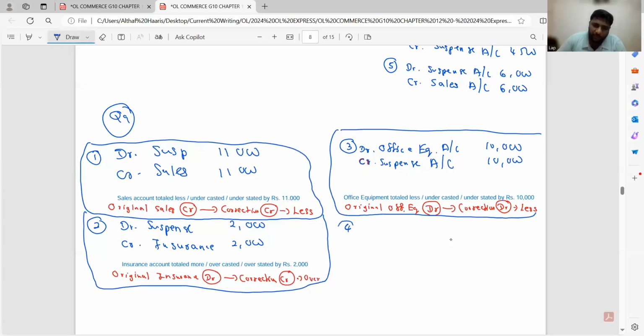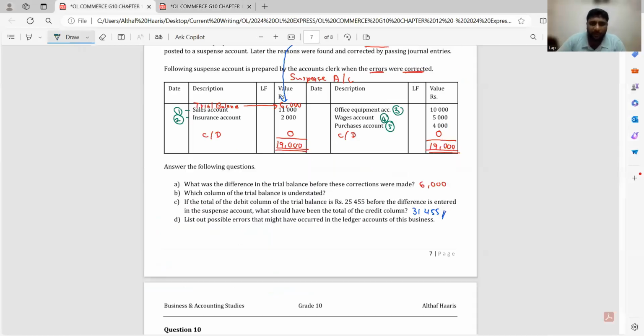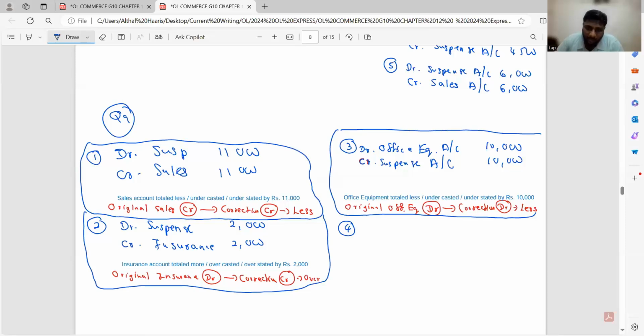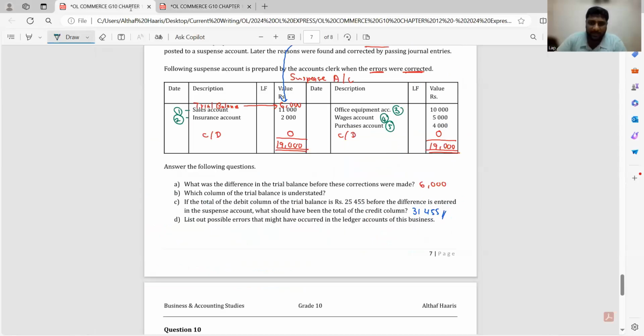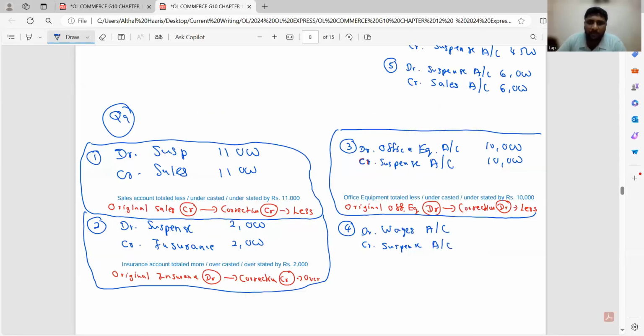Okay, fourth one. Wages account. Suspense account you have credited. Then the wages account you have debited. How much is that? 5,000.